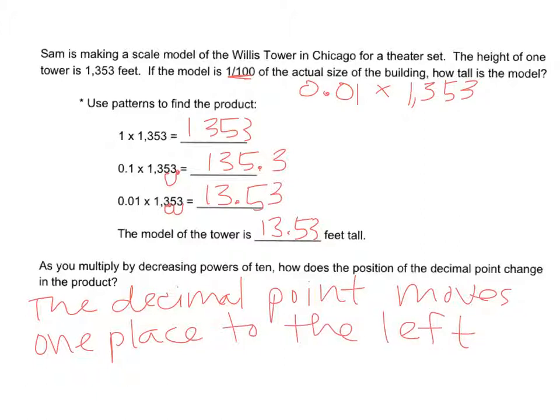Okay, notice a similar type of pattern, 1/10. I've got one digit in the decimals, so I bump it over 1. 100th, I've got two digits in the decimals, so I'm going to bump it over twice. Similar pattern to when we're multiplying by tens and hundreds and thousands. This time I'm going the opposite direction.